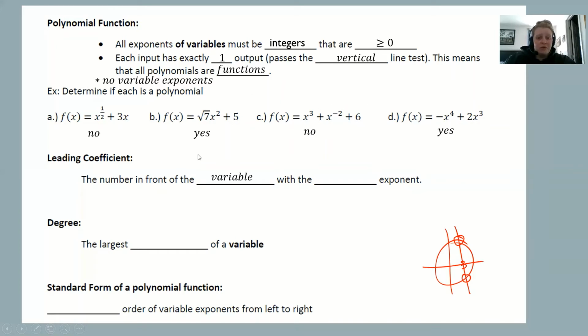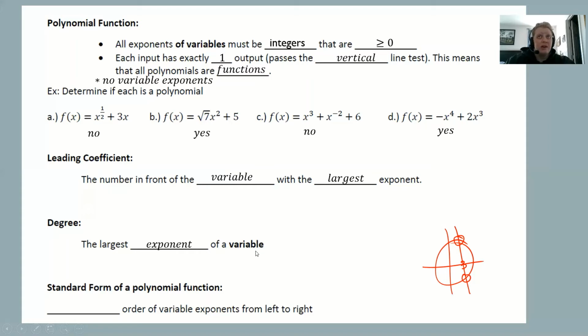Leading coefficient would be the number that's in front of the variable who has the highest exponent. So if you have x cubed and x squared, we would use the number that's in front of x cubed as our leading coefficient. So we will practice just identifying this information. It's pretty straightforward. The degree of a polynomial is whoever has the largest exponent in terms of a variable.